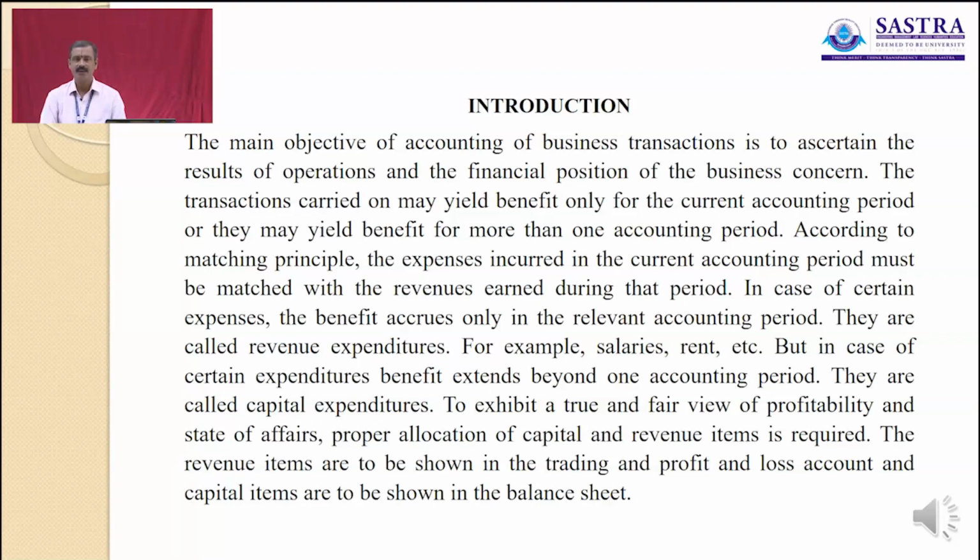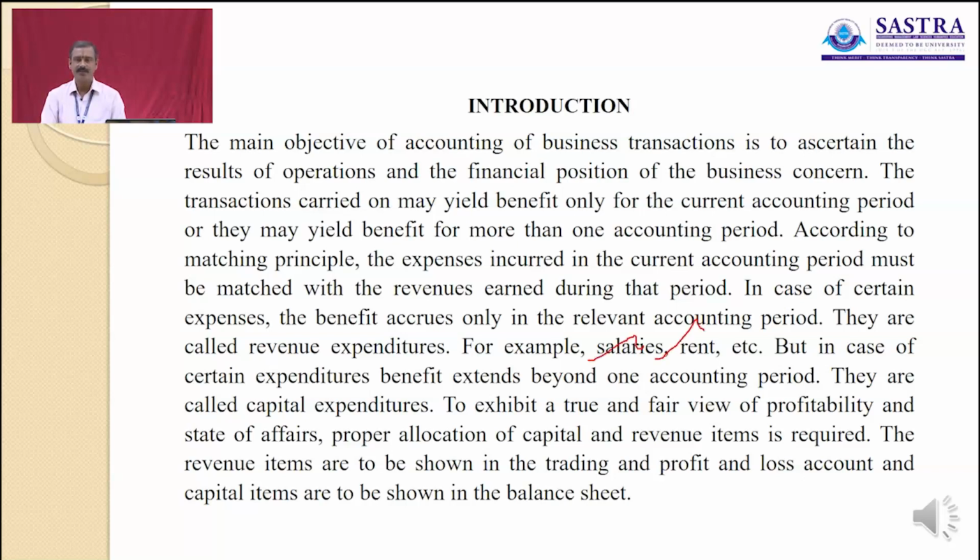Items in the investments made that will fetch the benefit for more than one accounting period may be long term, and less than one accounting period may be short term. According to the matching principle, the expenses incurred in the current accounting period must be matched with the revenues earned during that period. In case of certain expenses, the benefit accrues only in the relevant accounting period. They are called revenue expenditures. For example, salaries, rent, etc.